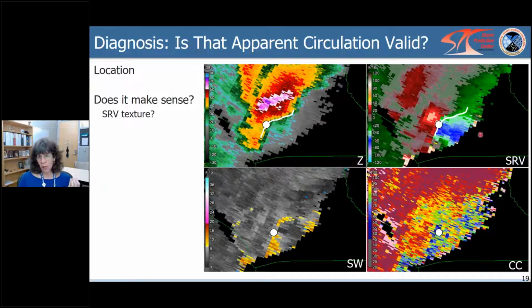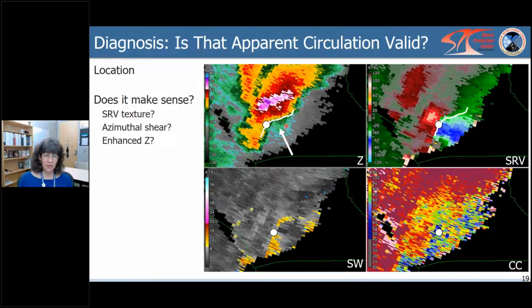So first of all, let's look at the texture of the storm relative velocity in the inflow region. Does this make sense as an inbound component of a valid circulation? I'm going to use a very non-scientific term here. This is just a blob of inbound velocities. And you don't see a maxima here at all. So that doesn't make sense. Another thing that doesn't make sense is the extent of the azimuthal shear from inbound to outbound.